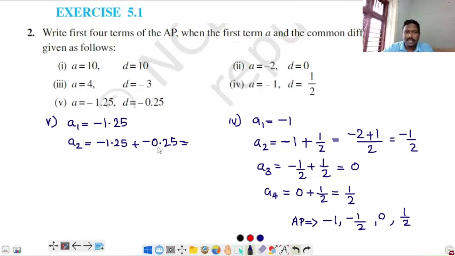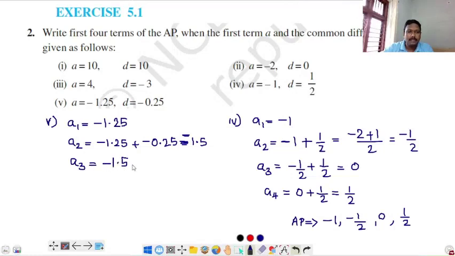Minus, minus, both are negative, so you have to add: 1.25 plus 0.25 will be 1.5. So the answer will be minus 1.5. Negative 1.5 will be the answer. Okay, now let us do the third one, A3. A3 is equal to minus 1.5.